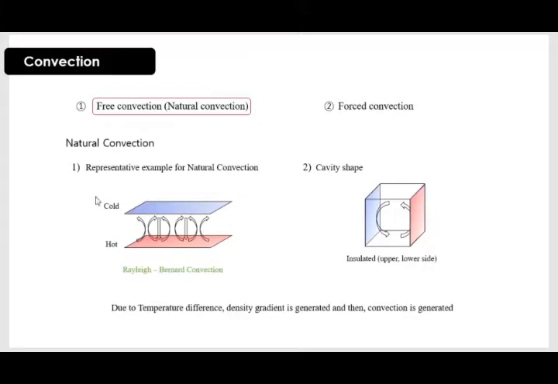The first is Rayleigh-Bénard convection, and the other is an example of a simple cavity shape. Both examples are not due to the momentum of the flow from outside. Purely, it is a flow phenomenon caused by temperature difference and density difference.